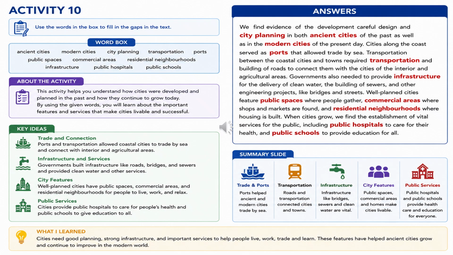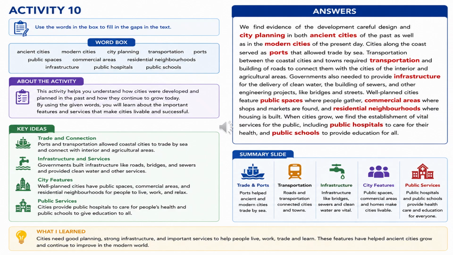Next are public spaces, commercial areas, and residential neighborhoods. Public spaces are places where people gather and relax, right? Similarly, commercial areas are where businesses and markets are located. Then residential neighborhoods are where people live with their families.